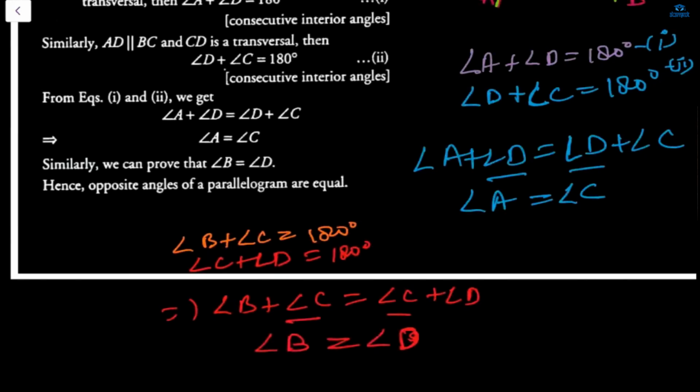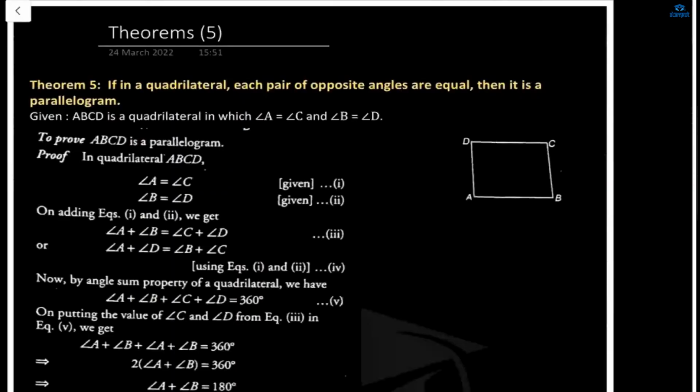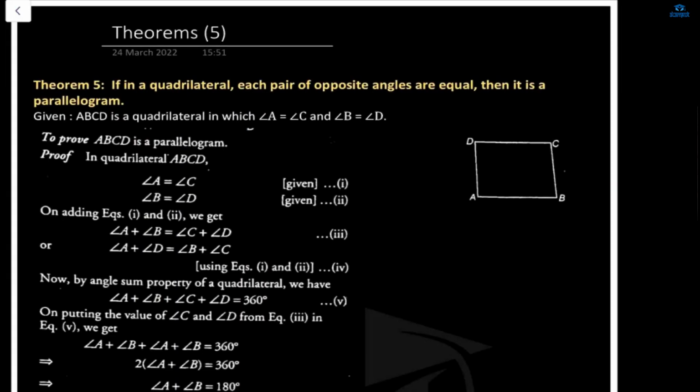Any doubt? So in a parallelogram, we have seen that opposite sides are equal. We have now proven that in a parallelogram, opposite angles are also equal. All these results will help you to prove things when we are doing the problems. Razi and Aram, any doubt in the previous theorem?